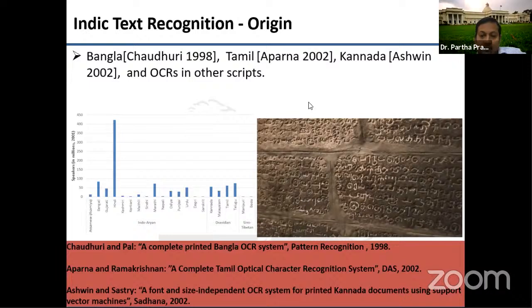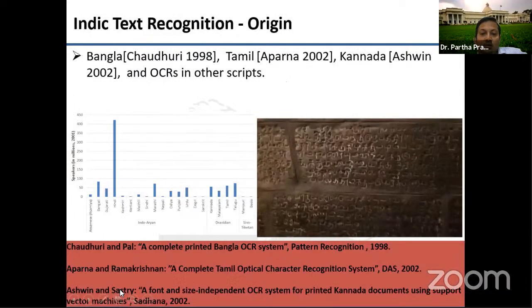Though there are several software packages available, for Bengali, Tamil, Kannada, they are not so sophisticated, and are all developed for simple isolated characters. There is no software for word level or sentence level in Indian scripts. So there are lots of opportunities in these directions.